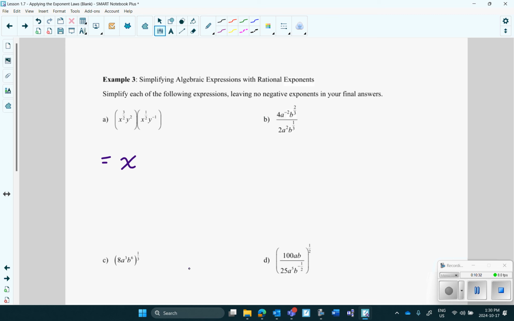3 over 2. 3 over what? 4 over 2. 4 over 2. And then y, 2 plus negative 1. 1. Is there an easier way to say 4 over 2? 2 over 1. Just 2. Don't leave it over 1. You can go further. And then I don't even need the 1 here. So I'm done. And I didn't have to change any negative exponents to positive.